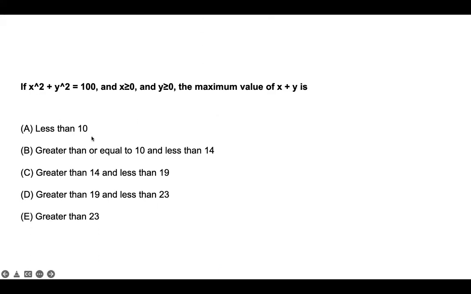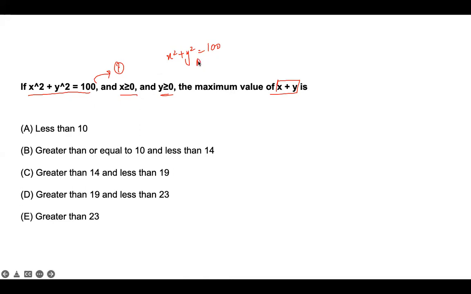We are given that if x square plus y square is equal to 100, and both of these are non-negative integers, the maximum value of x plus y. So let's try to come up with an easy form so that we can get an idea about x and y. This is x square plus y square is equal to 100. Because we need to find x plus y, in case we have x plus y on any side, then this question will become easy.